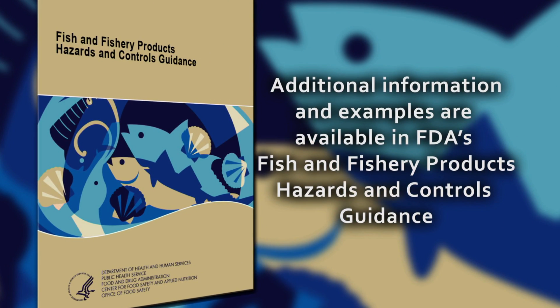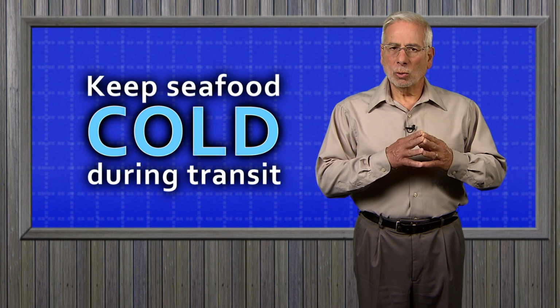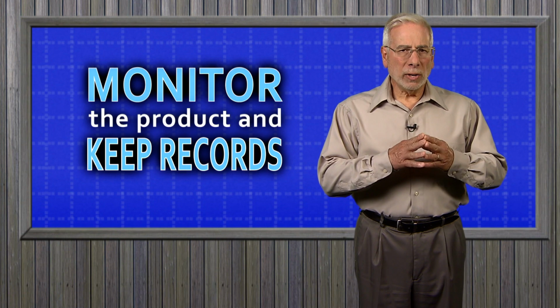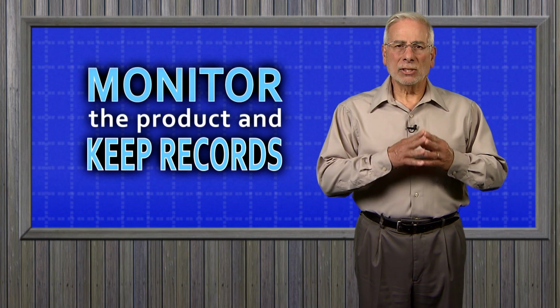We've discussed several possible control strategies for scombrotoxin and pathogen growth during this video. Additional information and examples are available in FDA's Fish and Fishery Products Hazards and Controls Guidance. Keeping seafood cold during transit and storage is critical to keeping products safe. Also, monitoring and record keeping at receipt and storage ensures and documents that the hazards have been controlled. It's up to each processor to evaluate the hazards associated with their seafood products and to choose a strategy that's best suited for their operation.